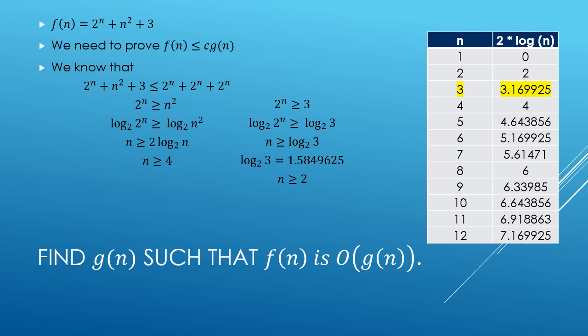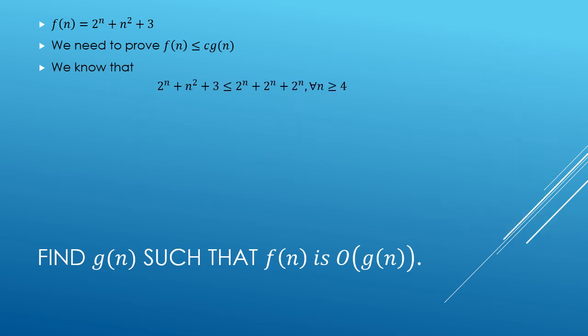And from here we can say that n is greater than or equal to 2. Now I have two conditions. If I take n to be greater than or equal to 2, the first condition would be violated. But if I take n to be greater than or equal to 4, both conditions can be easily satisfied. So I have this: 2 raised to n plus n square plus 3 is less than or equal to 2 raised to n plus 2 raised to n plus 2 raised to n for all n greater than or equal to 4.